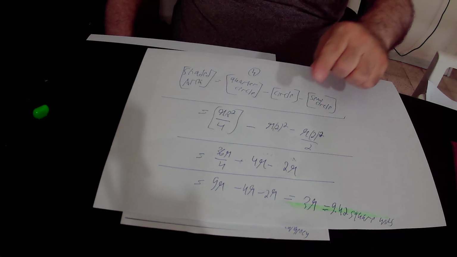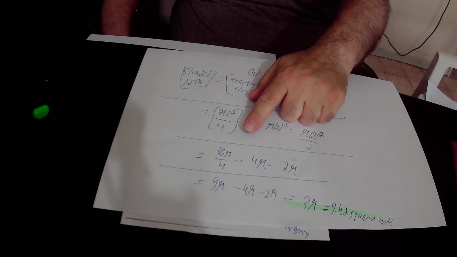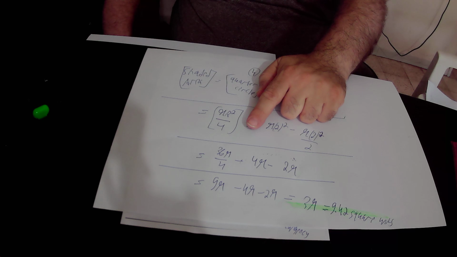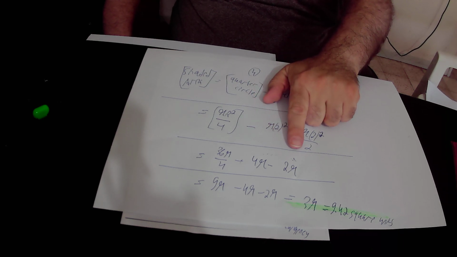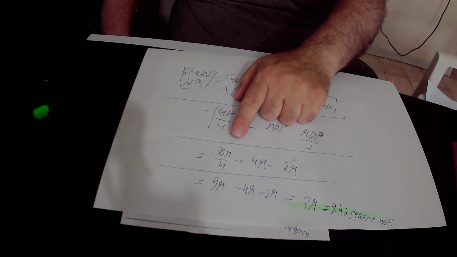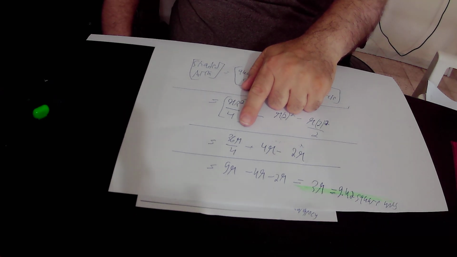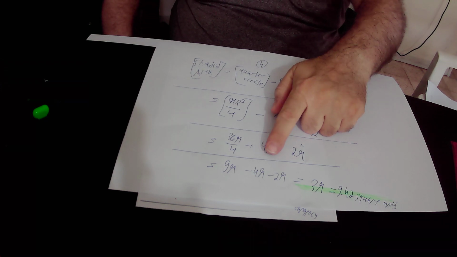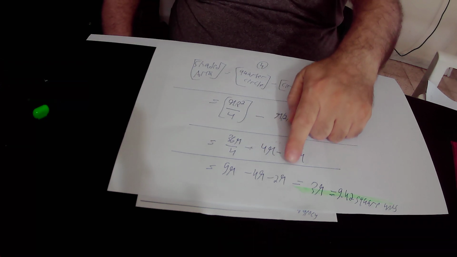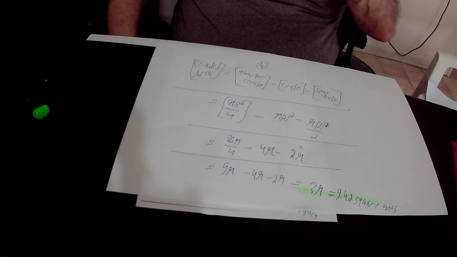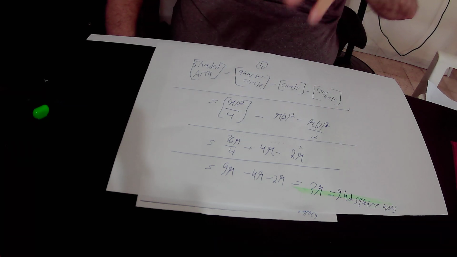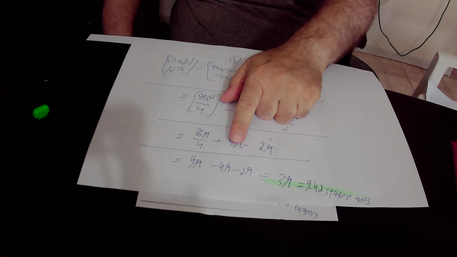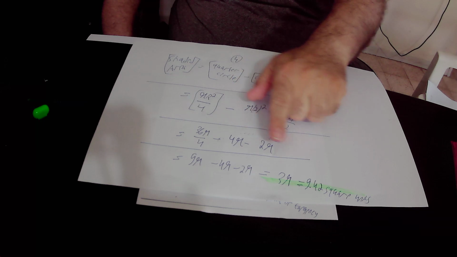So in conclusion, we found that the shaded area equals 36 pi over 4 minus 4 pi minus 2 pi. 36 over 4 is 9, so this expression equals 9 pi, that is the area of the quarter circle, minus 4 pi, that is the area of the circle, minus 2 pi, that is the area of the semicircle, which will be equal to the shaded area. So here 9 pi minus 4 pi is 5 pi, and 5 pi minus 2 pi is 3 pi.